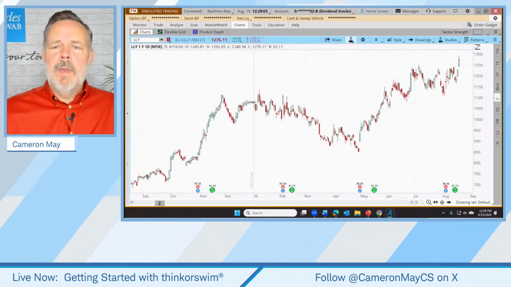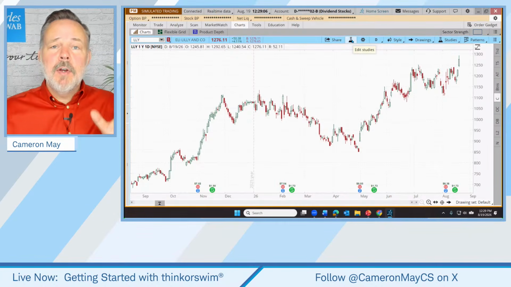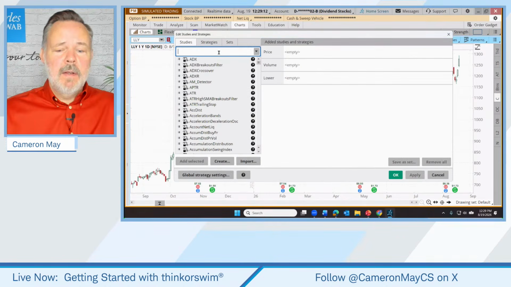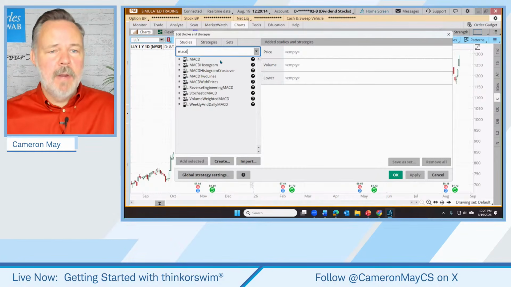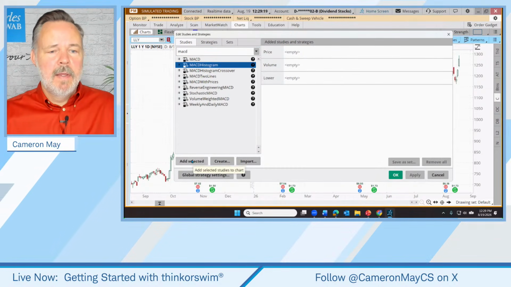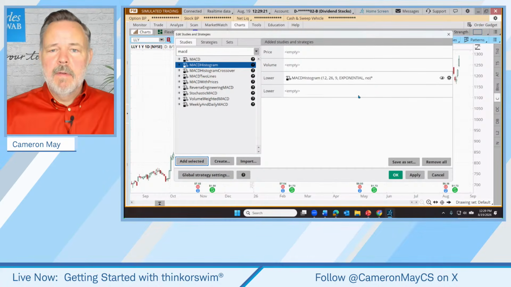But the first one I'm going to apply is kind of shorter term in nature. The second one is going to be a little longer term, maybe intermediate to longer term. So the first one is going to be our MACD histogram tool. So let me choose the MACD histogram. Let's add that to our chart.